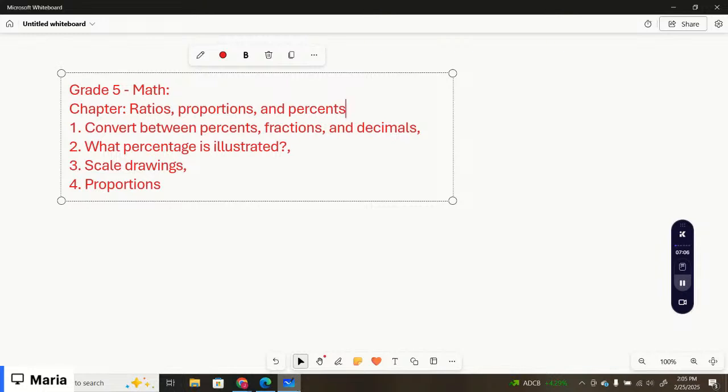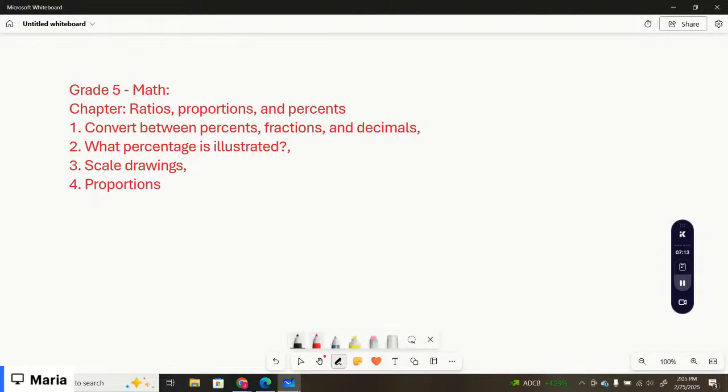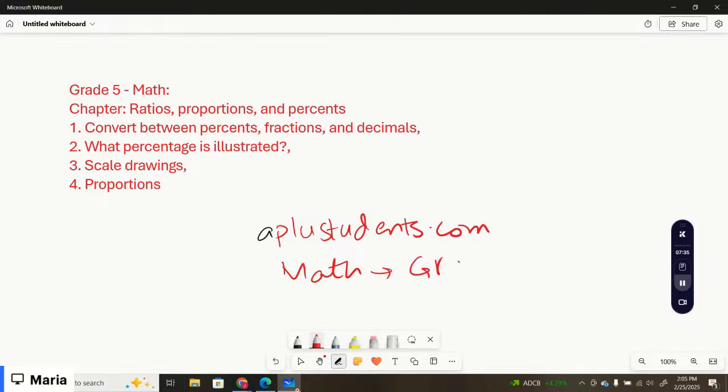You can find all the lessons on aplusstudents.com. You have to log in there using your email address, and the password is provided by the administrator. Then you have to select math from the subject tab, scroll down to grade 5 math, and then click on view all lessons. There you can find a list of the chapters.